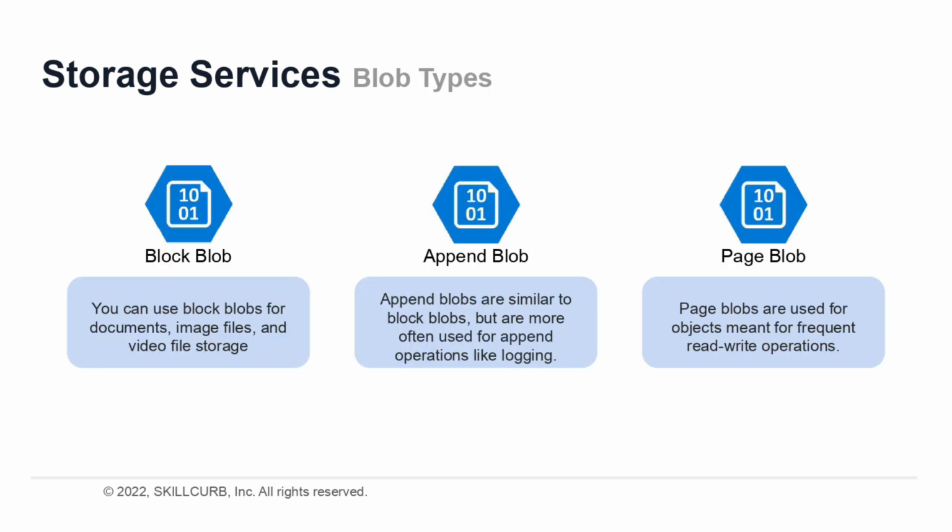Blob storage service comes with three types of blobs: block blobs, append blobs, and page blobs. You can use block blobs for documents, image files, and video file storage. Append blobs are similar to block blobs but are more often used for append operations like logging. Page blobs are used for objects meant for frequent read-write operations. Page blobs are therefore used in Azure VMs to store OS and data disks.